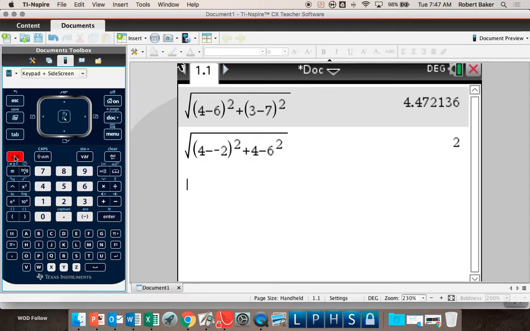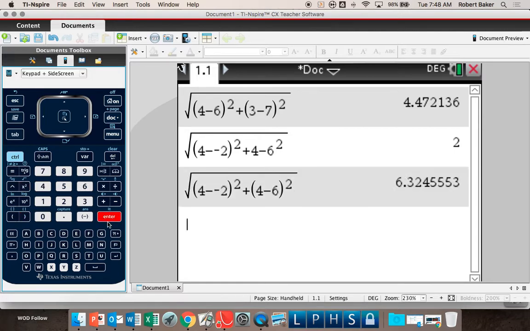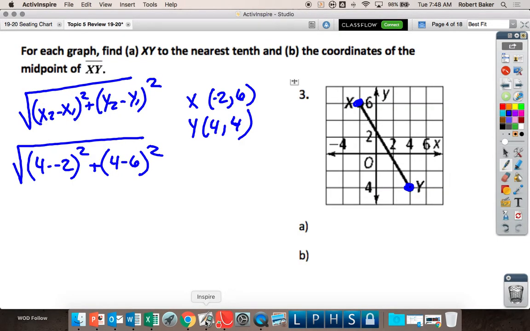Oh, let me try that again. 4 minus negative 2 close parentheses squared plus 4 minus 6 close parentheses squared. Man, those parentheses make a huge difference. 6.32. So we'll round that to 6.3. The distance from x to y, or the answer for letter A, is 6.3.